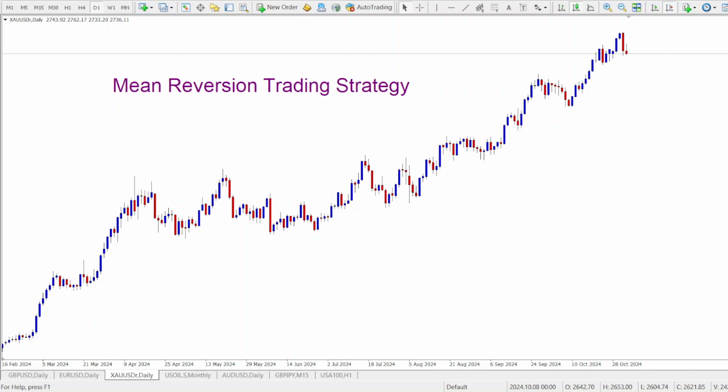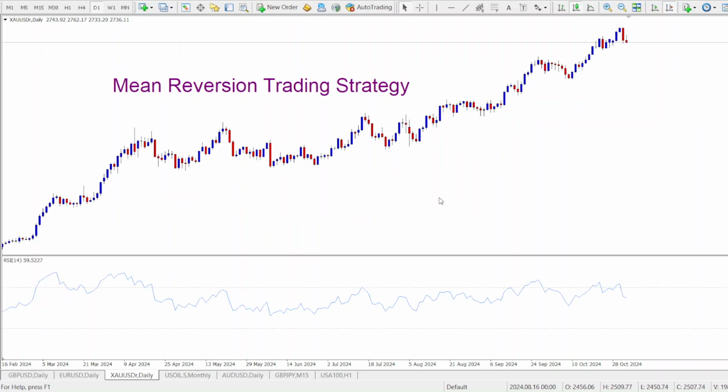So how can you identify when an asset is overbought or oversold? One of the most effective ways is to use technical indicators like the relative strength index. So we're just going to be adding the RSI to our chart. The RSI measures the speed and change of price movement, helping you identify potential reversal points. When the RSI hits extreme levels, like the overbought or oversold levels, it signals that the asset might be about to reverse.